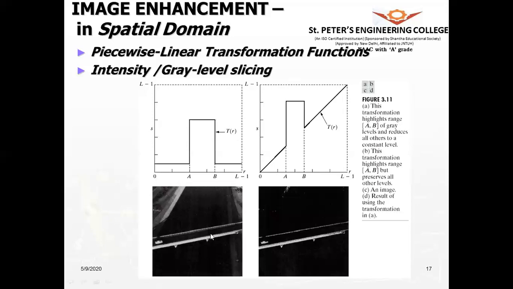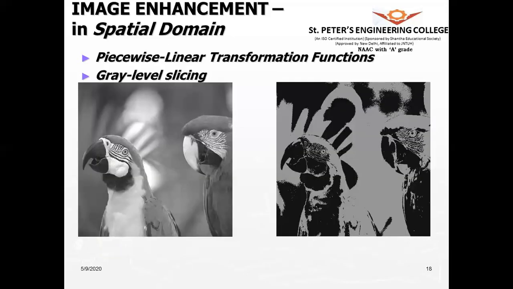These are the results obtained by doing these two types of intensity slicing. Again, we are operating on the intensity of the image. As I said, we can brighten or darken a specific region by doing this operation. This is an example of gray level slicing on this image.